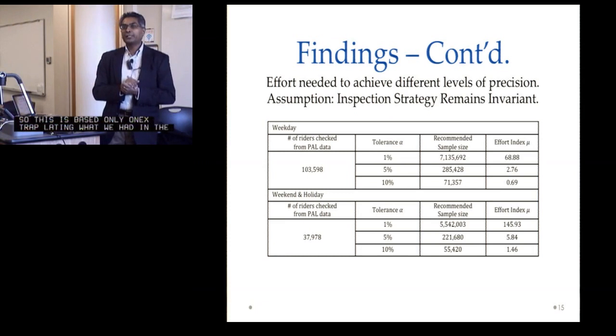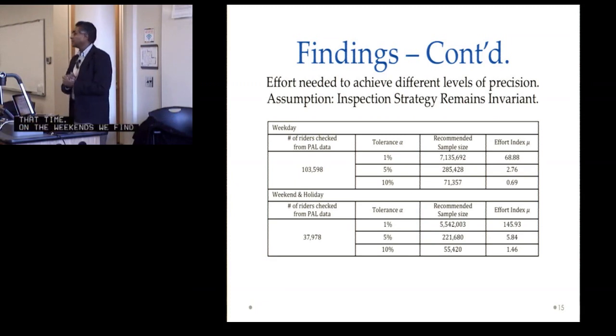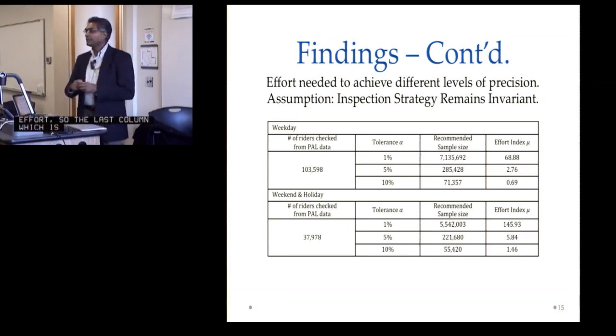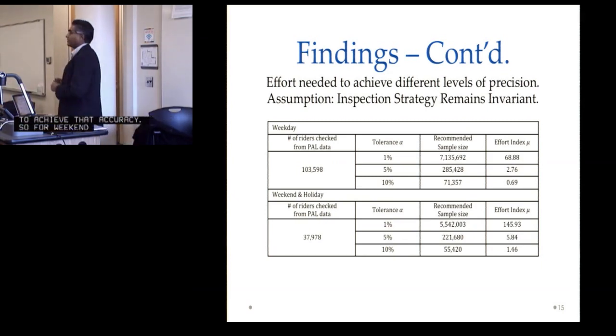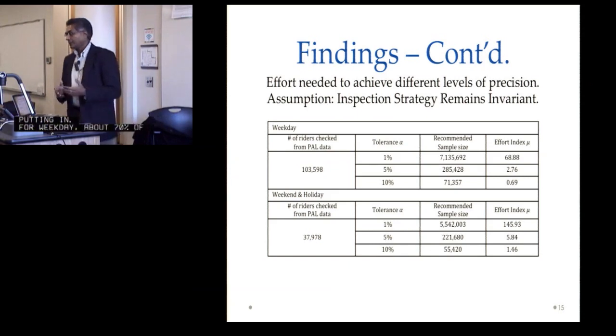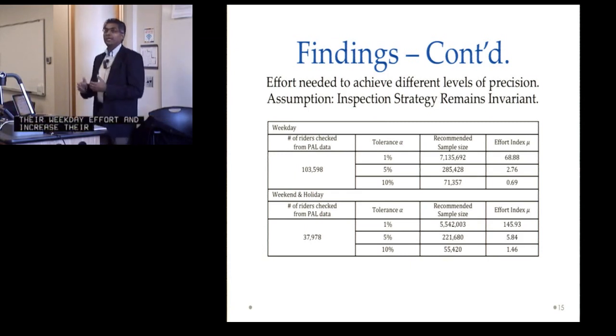On the weekends, however, we find that, in fact, even to achieve 10%, we have to increase the policing effort. So the last column, which says effort index mu, tells you what should be the multiplier of effort that you will need to achieve that accuracy. So for weekend estimation of 10% accuracy, we need to have about 1.5 times more effort than they're currently putting in. For weekday, about 70% of the effort that they currently put in, which means they could reduce their weekday effort and increase their weekend effort, and then it would be more balanced in terms of the accuracy of the estimate.